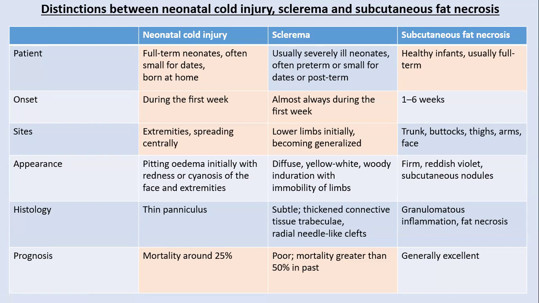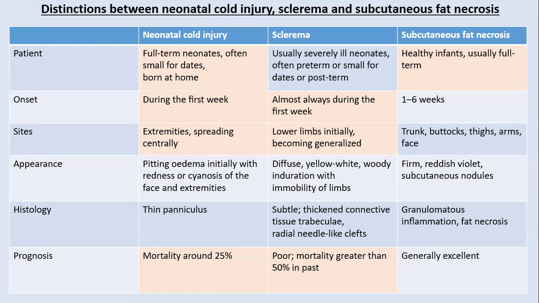In both neonatal cold injury and subcutaneous fat necrosis, the infant is a full-term healthy neonate. But in neonatal cold injury, sometimes there are small for dates babies, particularly born at home. In scleroderma neonatorum, it is in severely ill neonates, which are preterm or small for dates. Onset is in the first week in neonatal cold injury and scleroderma neonatorum, but it is later, around 1 to 6 weeks, in subcutaneous fat necrosis.